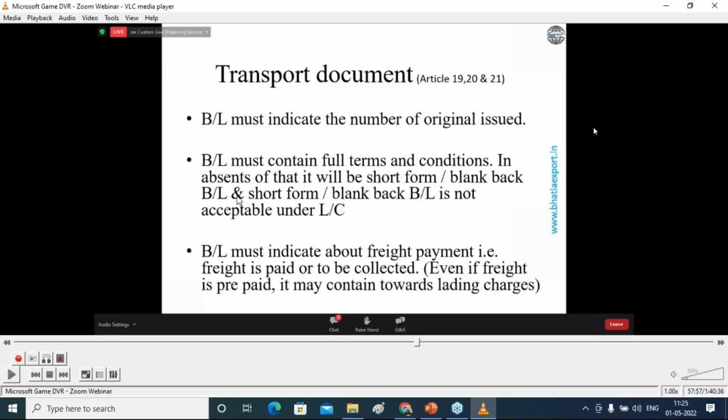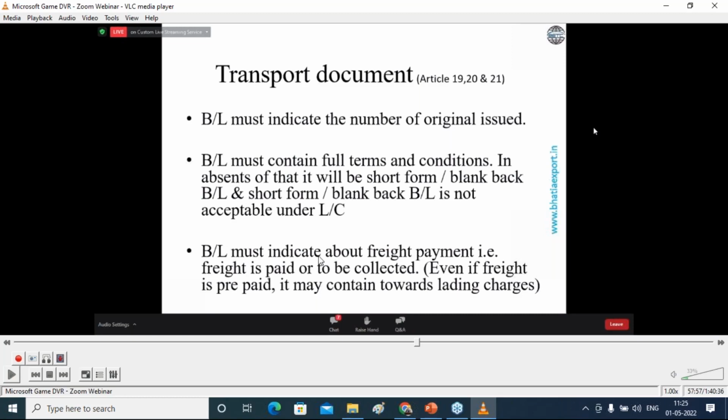Different types of BLs are there. Blank back means the conditions are not specified. Those are treated as short BLs. Those are generally not taken into consideration, because forwarders and others sometimes issue these types of documents. Short BLs are dangerous and may not be accepted as per the LC terms.